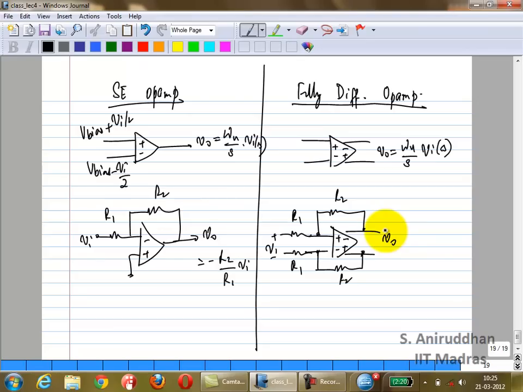Why should it be minus R2 over R1? Why? You have minus Vi over 2, you have plus Vi over 2, minus Vi over 2, right? On each side. Correct? And you have plus V over 2, minus V over 2. Why should it be any different? Okay? So now, specifically getting back to the insides of this op amp.